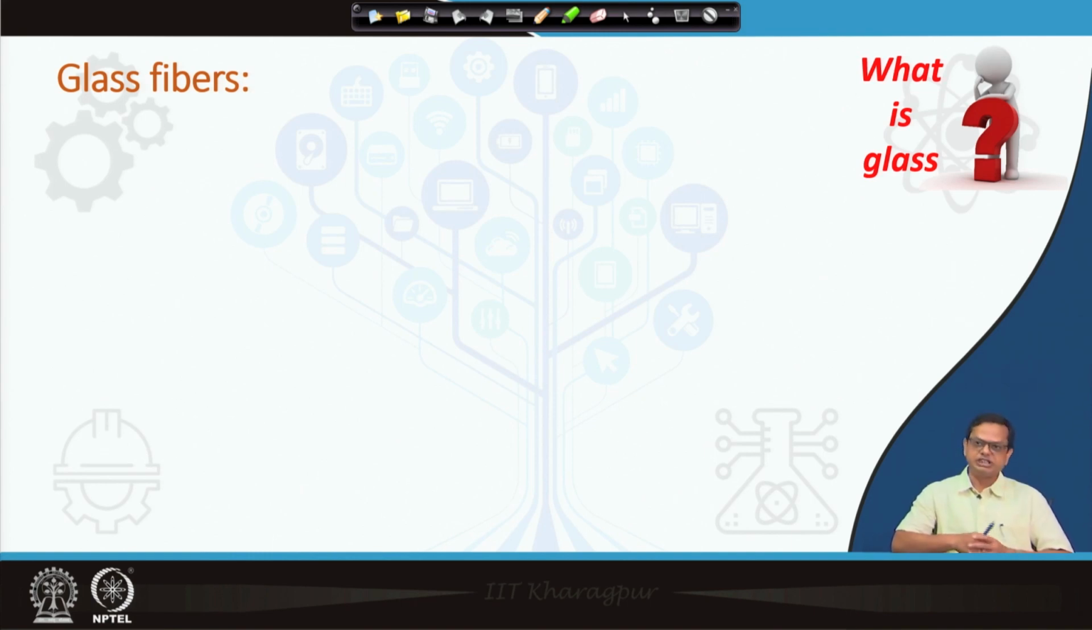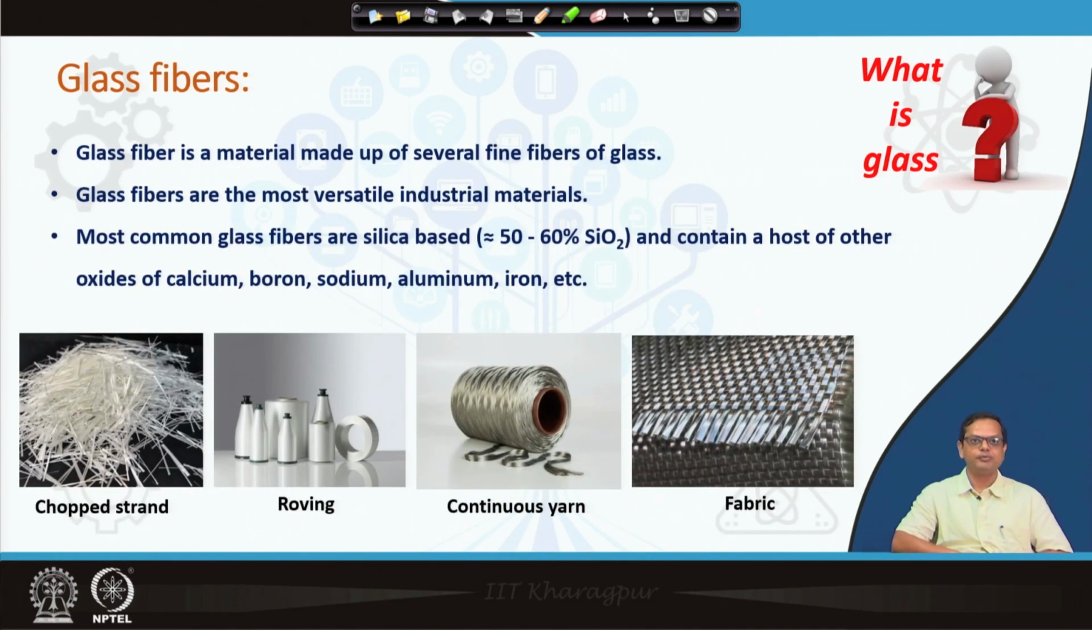And what is the basic constituent in glass fibers? Obviously, it is silica or SiO2, and in SiO2 different kinds of oxides are added finally to make these glass fibers. So, let us see what we have here. Glass fiber is a material made up of several fine fibers of glass, and the most common glass fibers are silica based, where different kinds of oxides of calcium, boron, sodium, aluminum, others like potassium, in some cases yttrium, are added to make it ultimately a glass fiber.